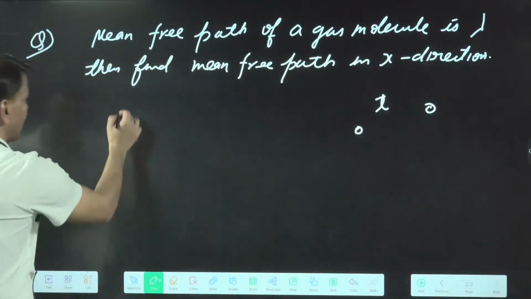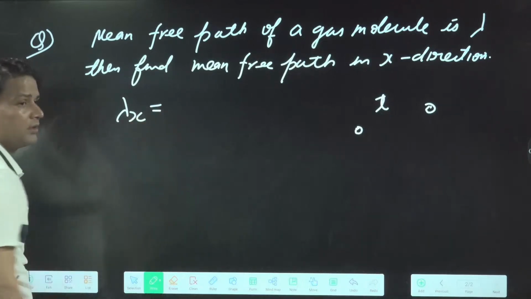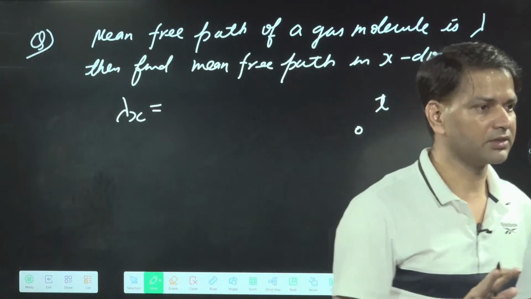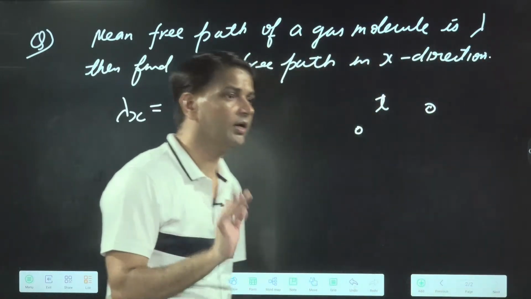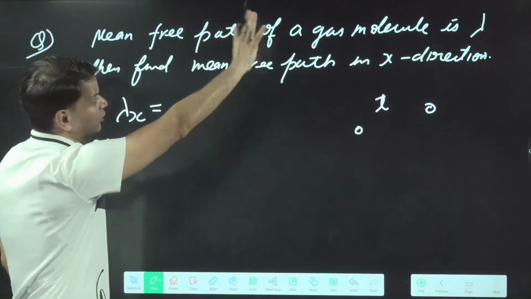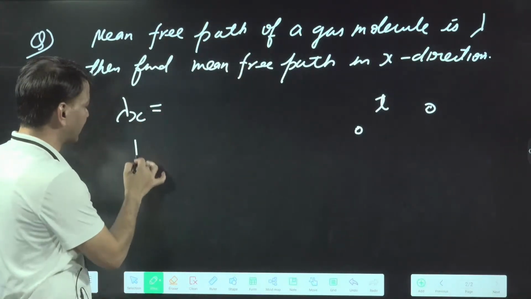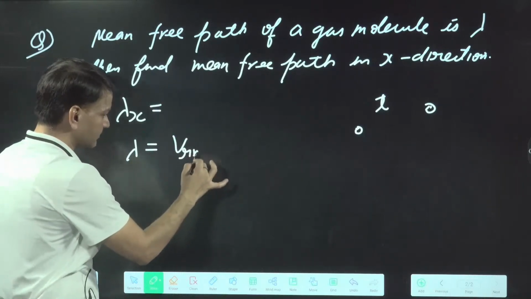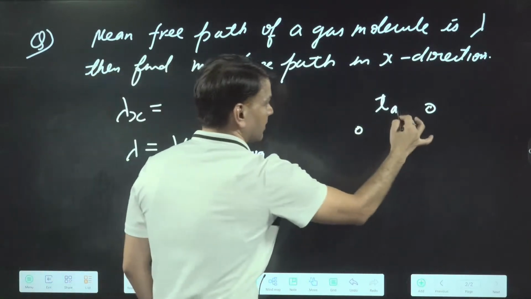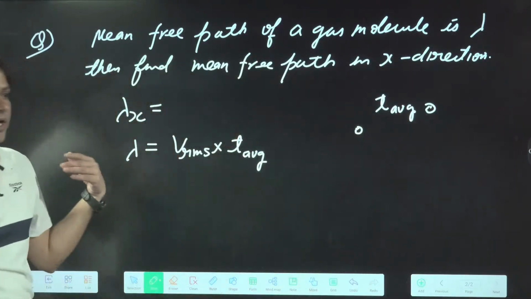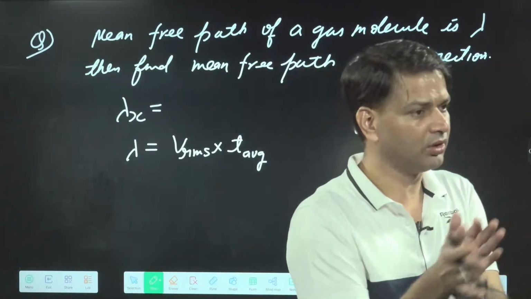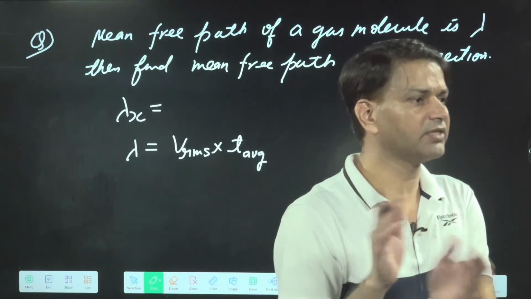So the distance I am asking for is lambda x. Lambda x is equal to what? Distance is equal to speed into time. Initially, for the gas molecule, the mean free path I have given is lambda. So lambda I can say is V RMS into the average time, t average, whatever I am taking here. I have just used this formula. Lambda is the distance, so the average distance is the average speed into the average time between successive collisions.